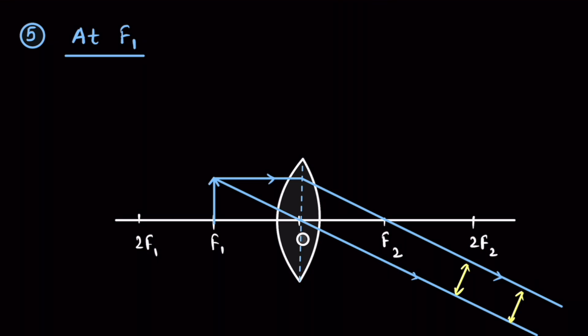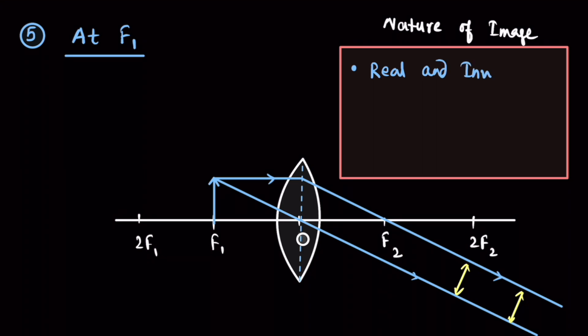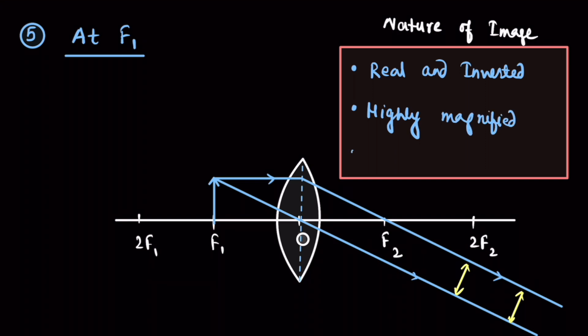So we can write the nature of the image. First is real and inverted. Second is highly magnified. Third is the image will form at infinity.